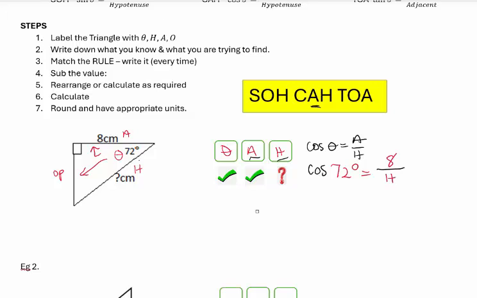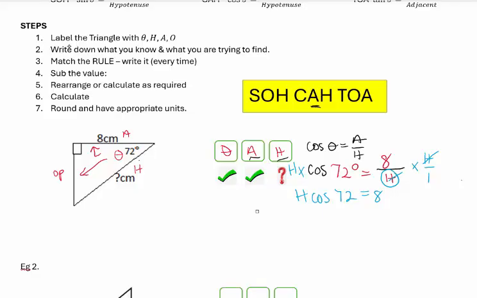Now in our last video the unknown was on the top and then you just had to times by h to get rid of it. So this is a bit trickier with algebra, but it's the same sort of concept. I am trying to get h by itself. I am just going to go through the same process so you can see how it works. I'm going to multiply both sides by h. That cancels out and you get h cos 72 equals 8.